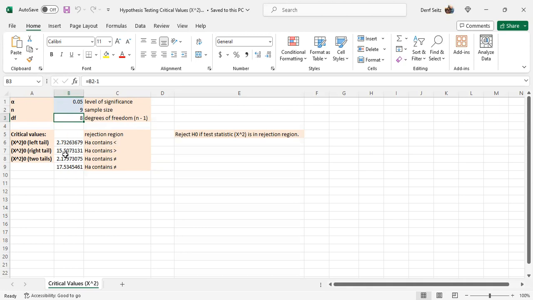And the rejection region down here, for a left-tailed, there's a formula, a right-tailed, and the two tails, left and right. Rejection region intervals are all calculated down here. So again, there's the formula using the chi-square function. And it's all neatly packaged here to quickly get those results.